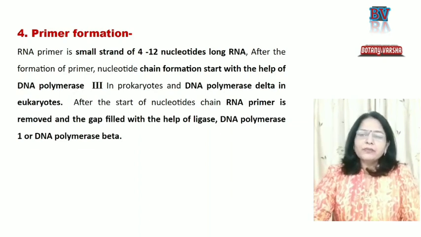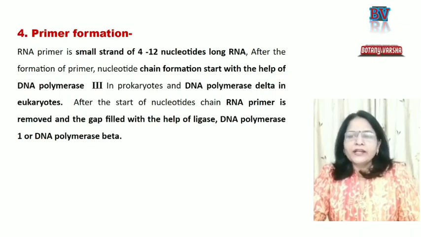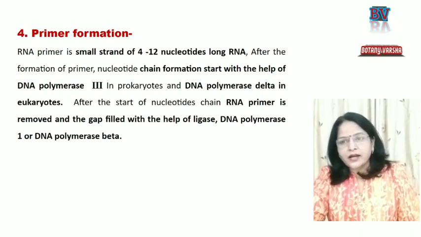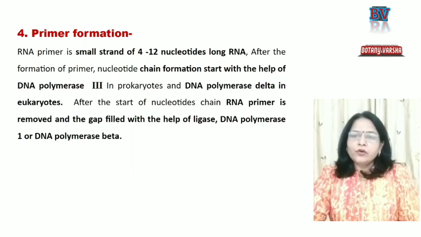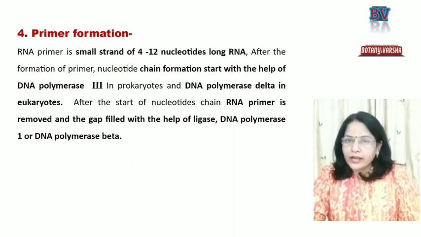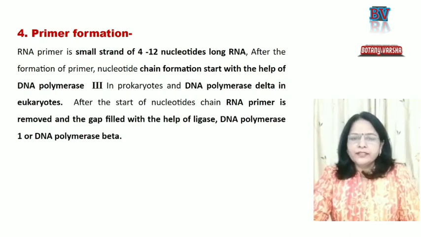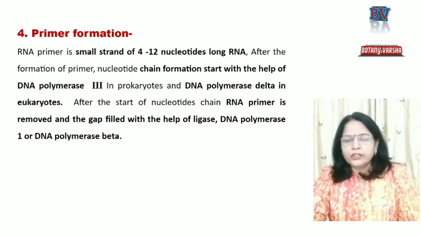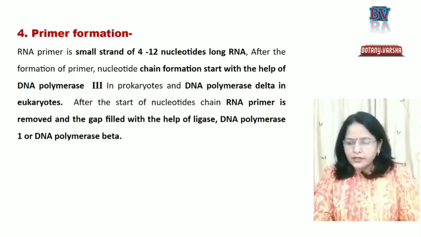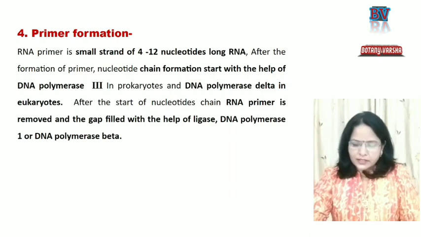So it is produced on different positions of the 2 DNA strands. And after the formation of the primer, nucleotide chain formation starts with the help of DNA polymerase III in prokaryotes and DNA polymerase delta in eukaryotes. After the start of the nucleotide chain, the RNA primer is removed and the gap is filled with the help of DNA polymerase 1 or DNA polymerase delta.